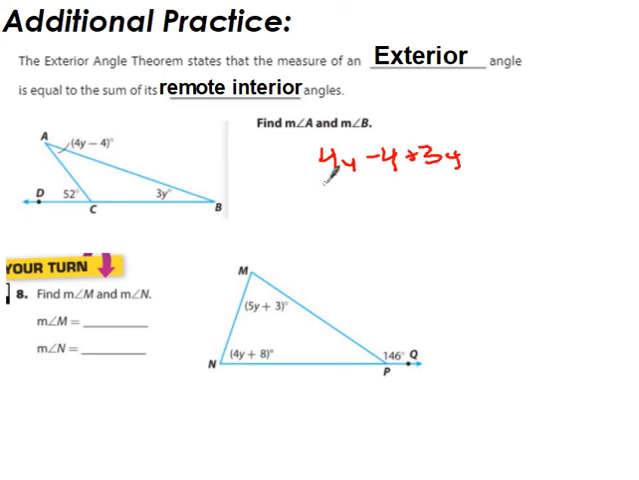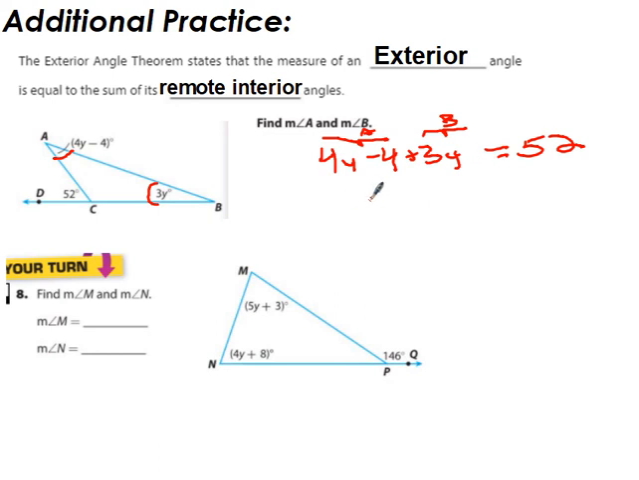So what I did is I took angle A and I added it with angle B. Okay, that's A and B. If I add these up, it has to equal 52 degrees, because that's what this theorem is saying. It's saying the measure of an exterior angle is equal to the sum of the two remote interior angles. These are remote interior because they are the two interior angles that are not next to the exterior.